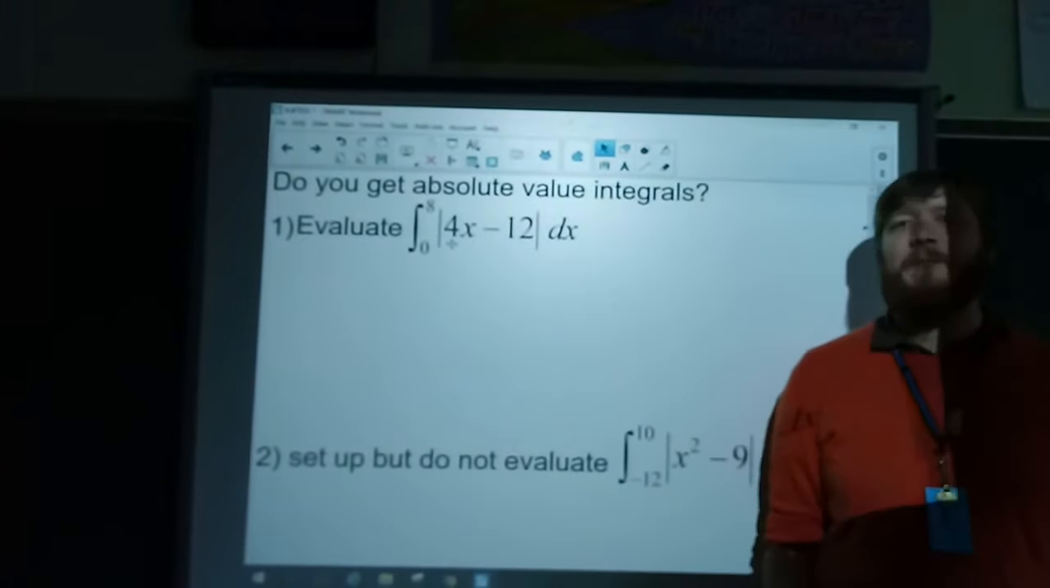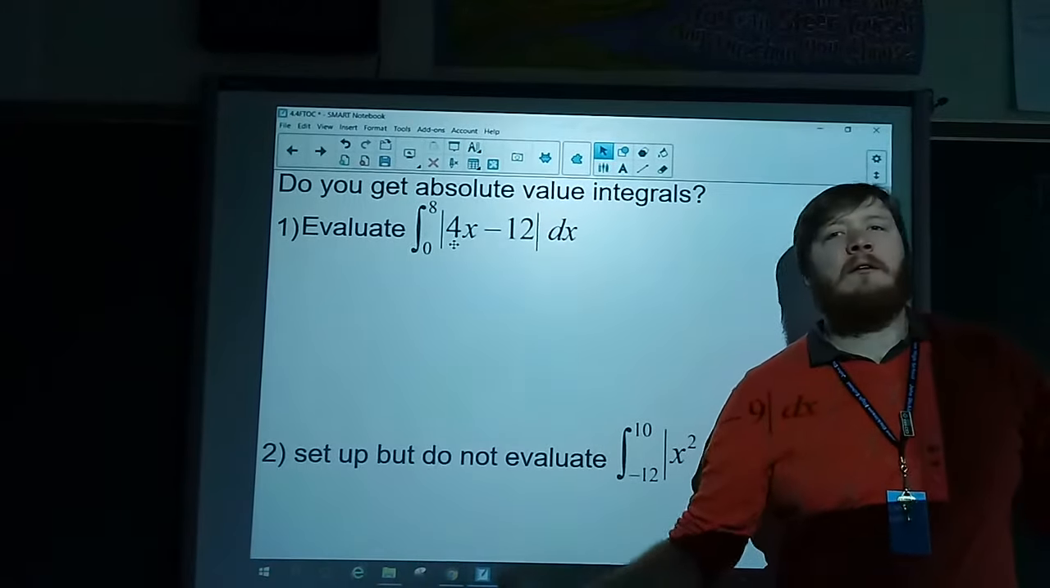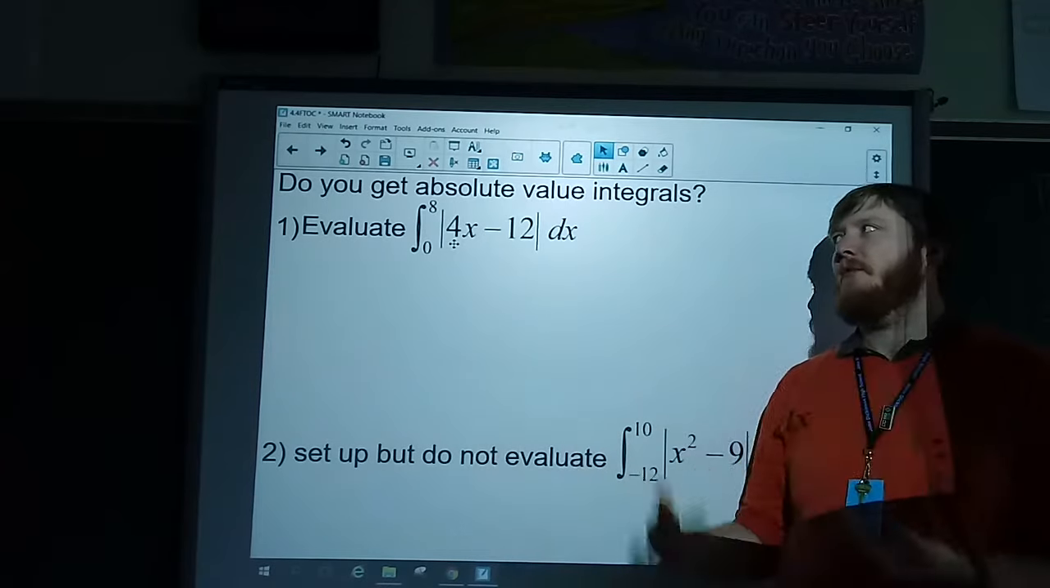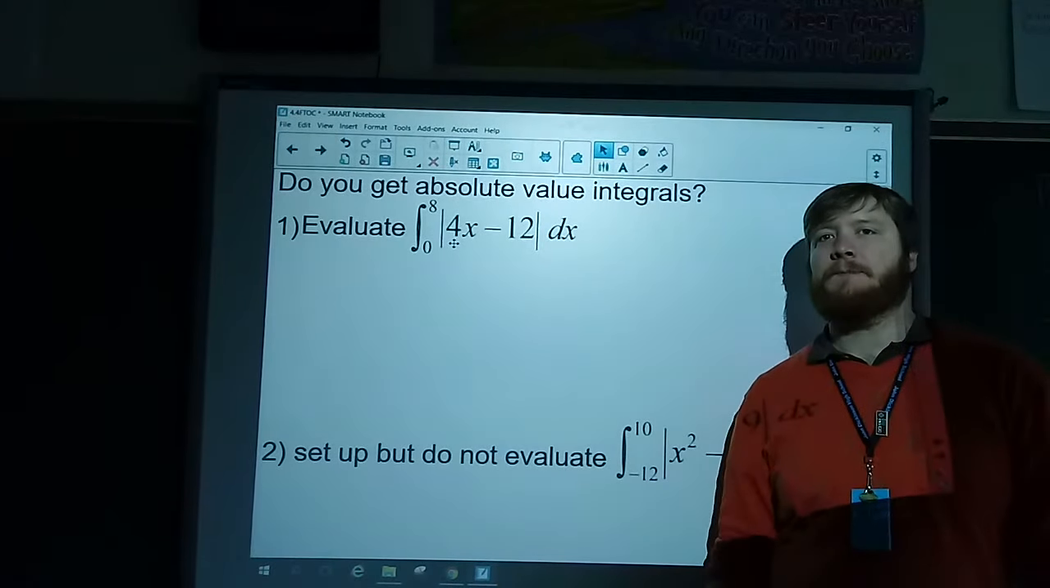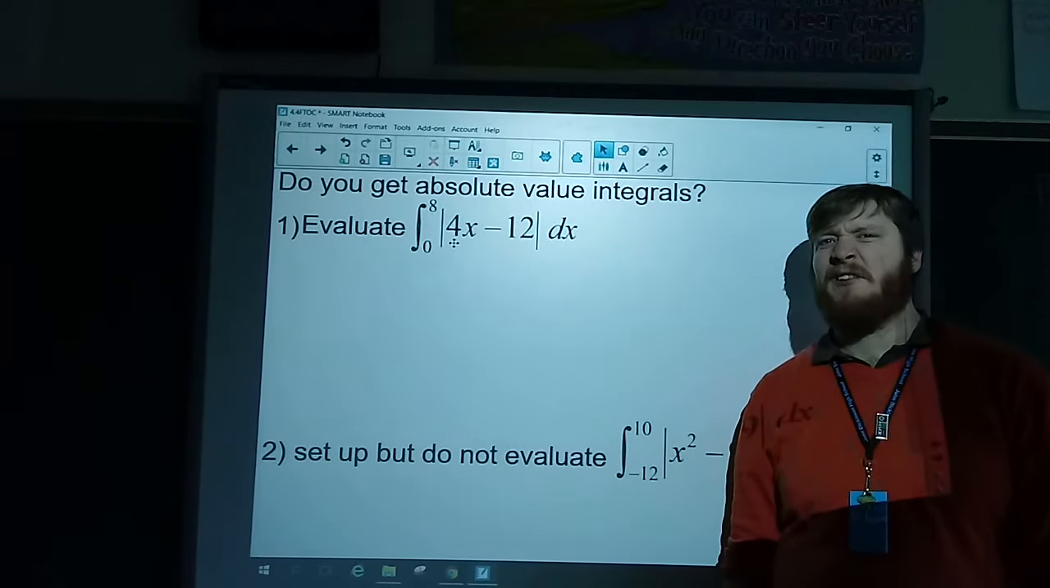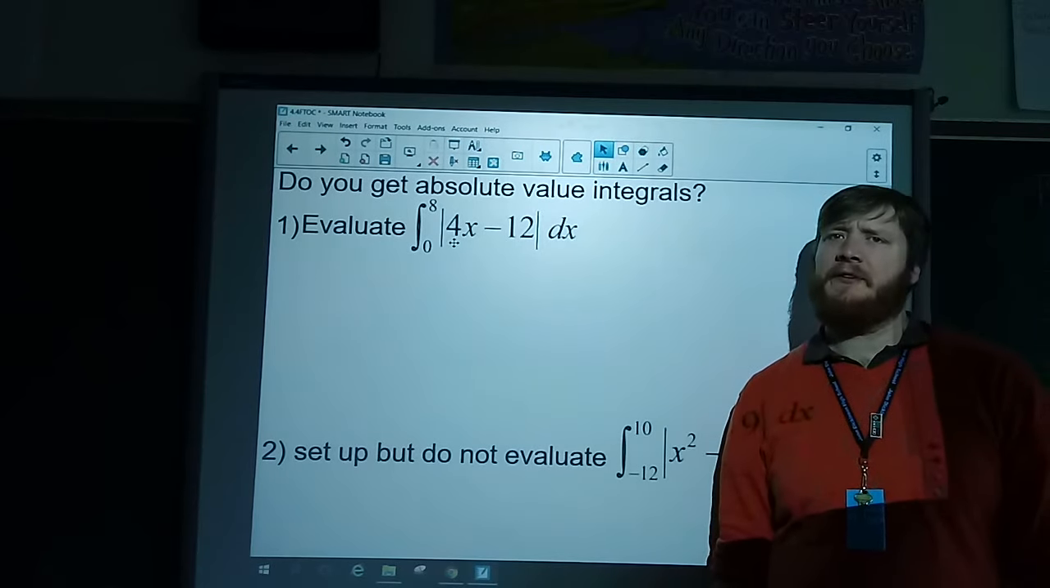So class is canceled, but the AP exam is not. So find this in your notes packet, the FTOC notes packet, Fundamental Theorem of Calculus.